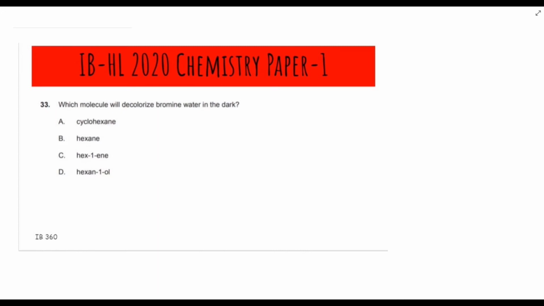Now in the next question, we need to find out which molecule will decolorize bromine water in dark. The rule for bromine water decolorizing a solution is that the solution should have a double bond or a triple bond. That's the rule we follow here. In all of these, we can see that only hex-1-ene has a double bond. So option C is the correct answer here. The rest of them are all saturated compounds, so obviously bromine water doesn't decolorize saturated compounds.